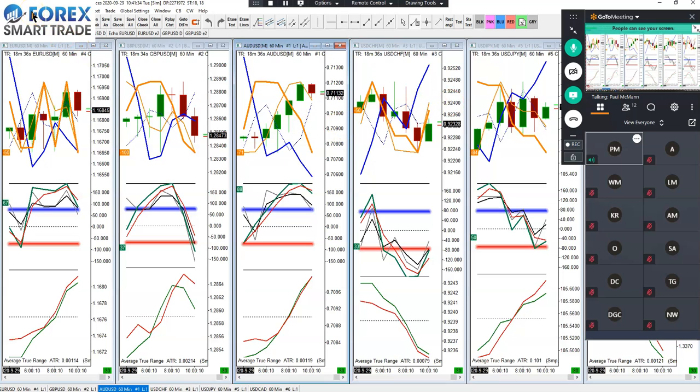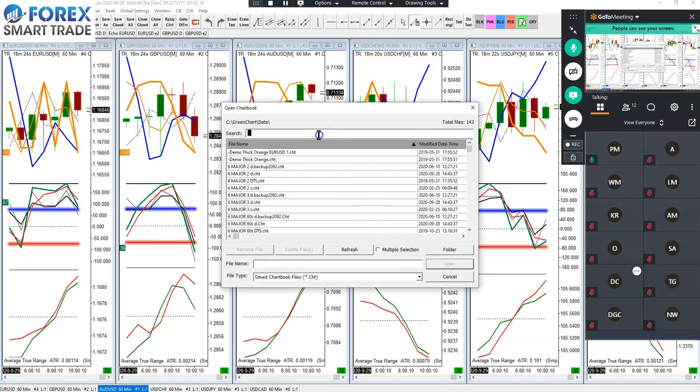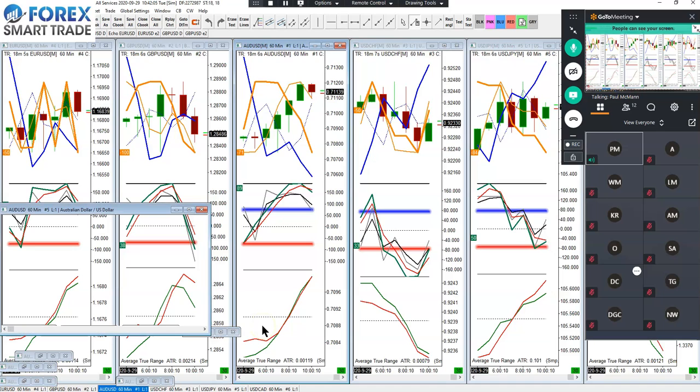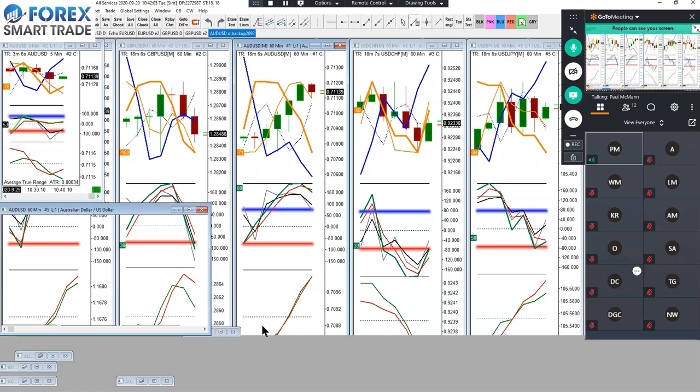So to do that, to take a look, I'm going to open a new chart. AUD USD. Let's find him. AUD USD. Huh. I don't know what this is. Let's look. So we'll give it a second to load.